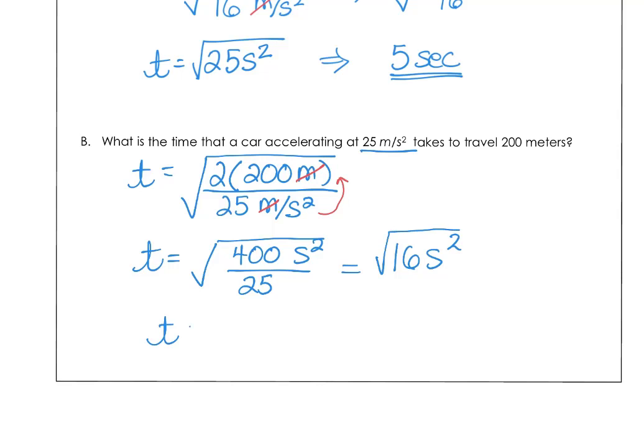So in this case, our time is 4 seconds that the vehicle takes to travel at 25 meters per second squared.